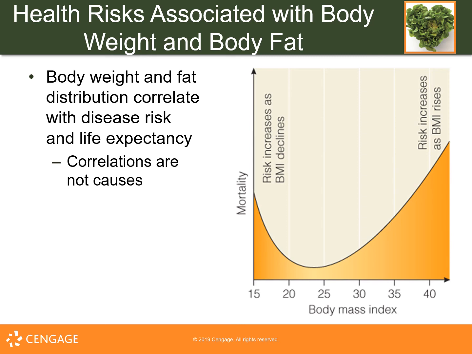Health risks associated with body weight and body fat. Body weight and fat distribution correlate with disease risk and life expectancy. Correlations are not causes. The correlation shows that there is greater likelihood of developing disease if you have a higher BMI or waist circumference. Not all overweight or obese people will develop disease, the same way not all normal weight people will live long, healthy lives.